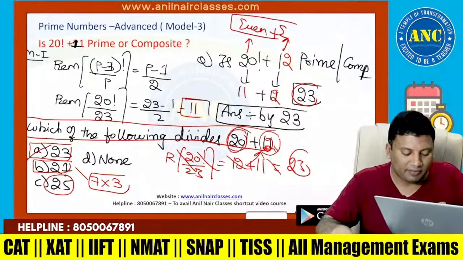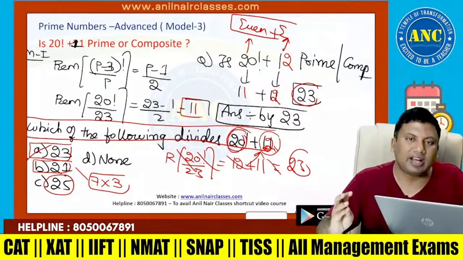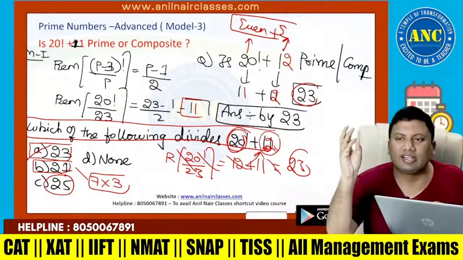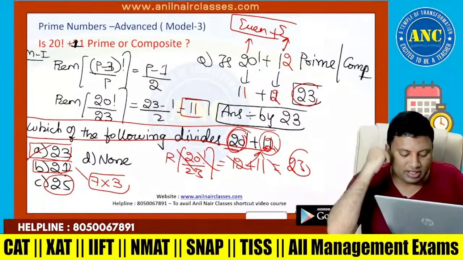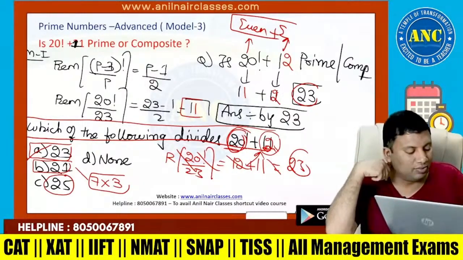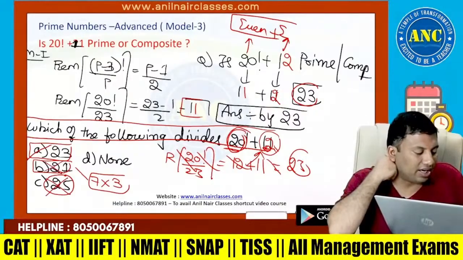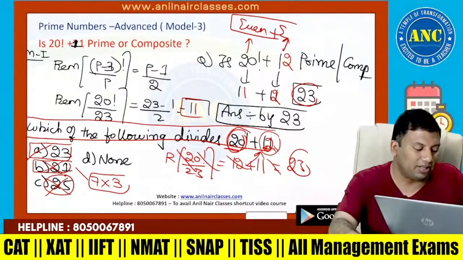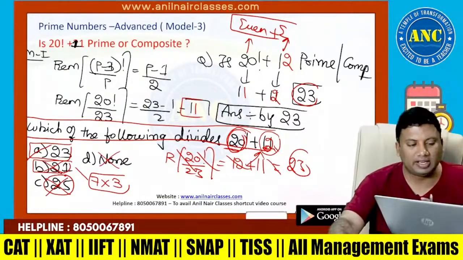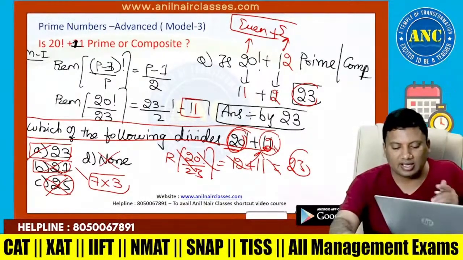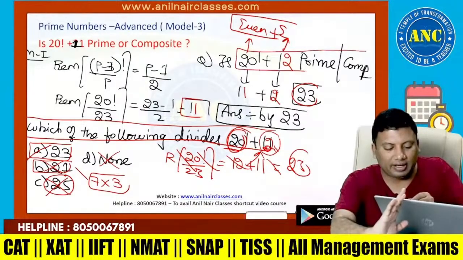25. Here, 20 factorial contains 5, 10, 15, 20. It is divisible by 25, and 12 is not divisible by 25. 21 cannot be the answer. 25 cannot be the answer. None of these three is right, but 23 is right. So none is also eliminated. I hope the idea is clear. The question is 20 factorial plus 12.